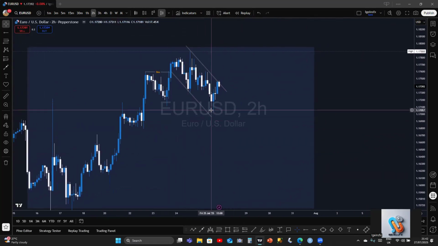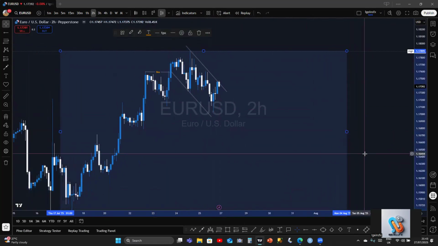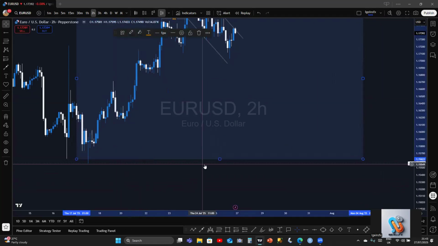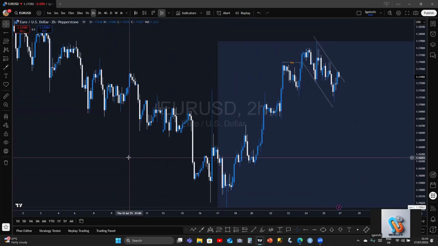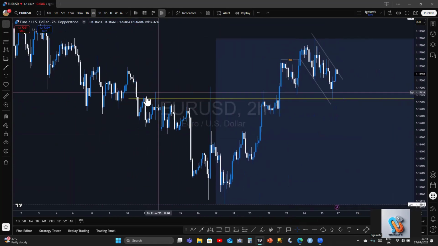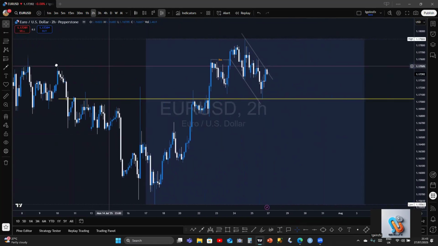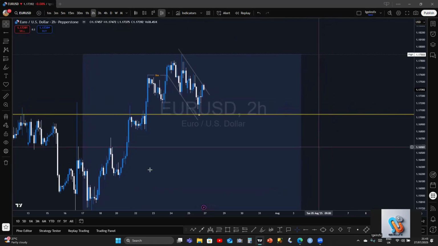So as you see, price action came here and interacted with this level. This is a support, this is a resistance. Now it came back to retest, and you can see a very sharp rejection that I got here. A very sharp rejection from here.